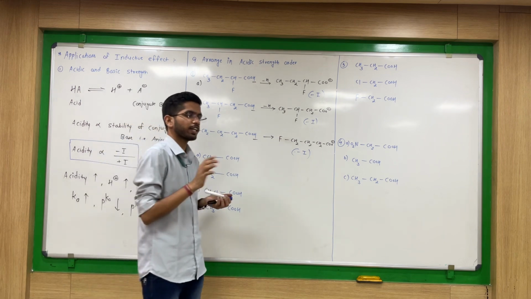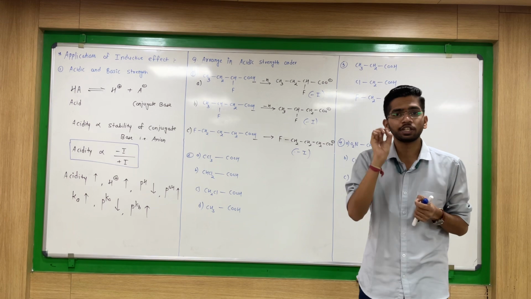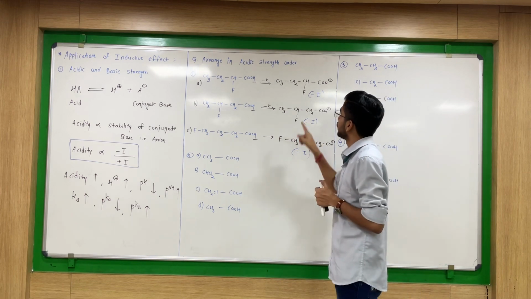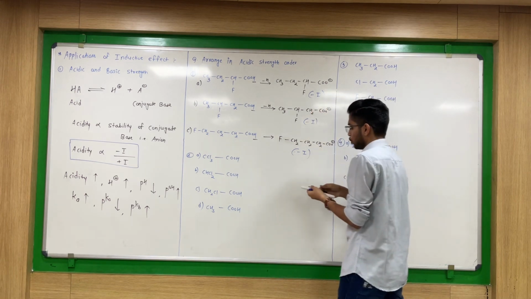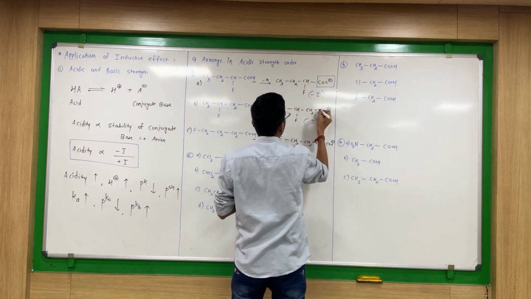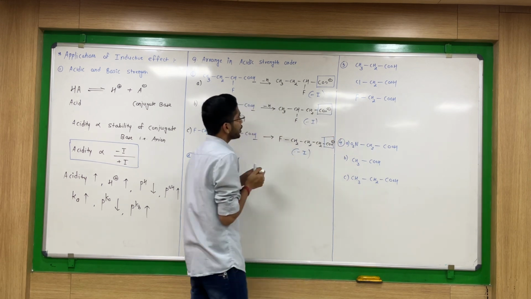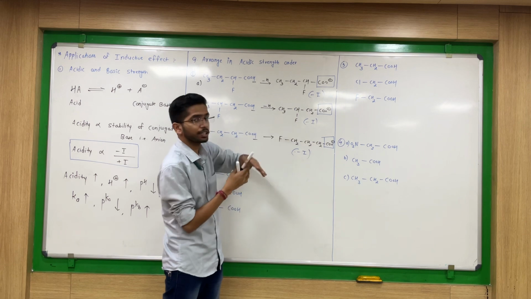Whenever we have any inductive effect, what is the priority order that we have to see? First thing that we have to see is distance. Now start here. Let's consider this is COO minus. We have to consider with respect to this group, COO minus. Now with respect to this COO minus, this fluorine is present on which position?